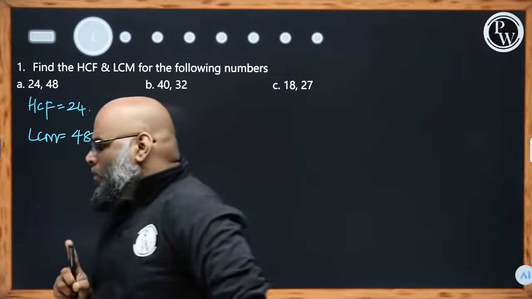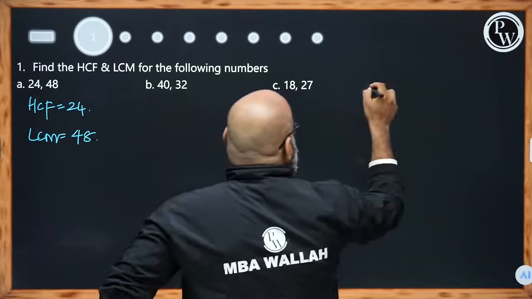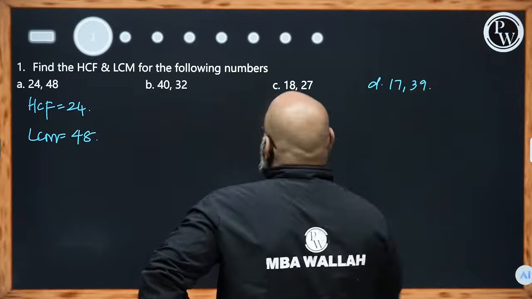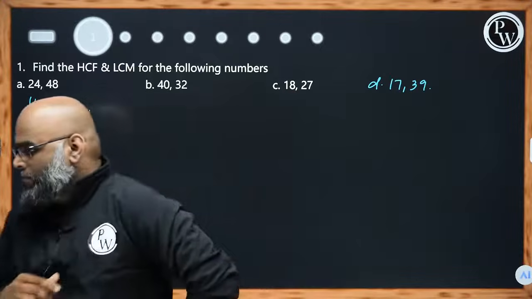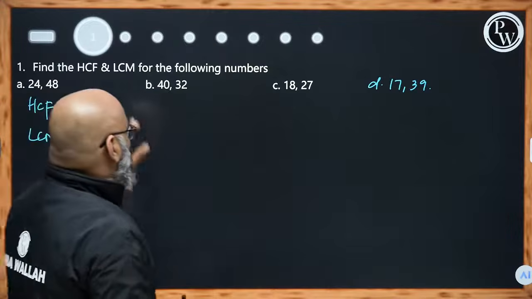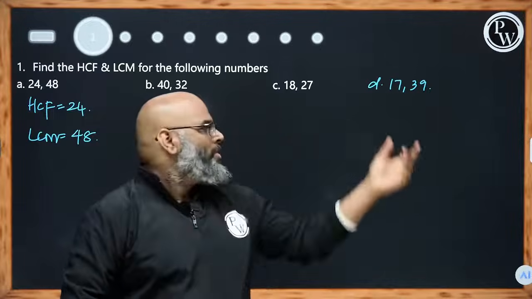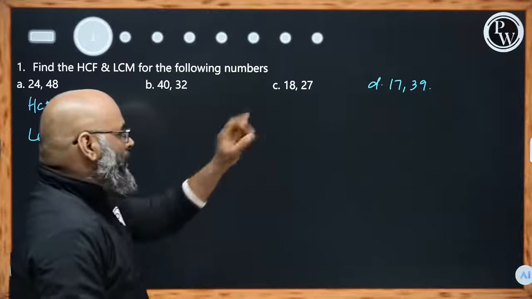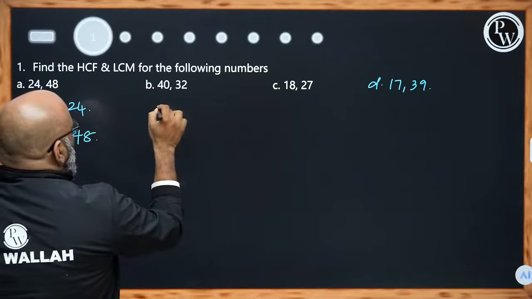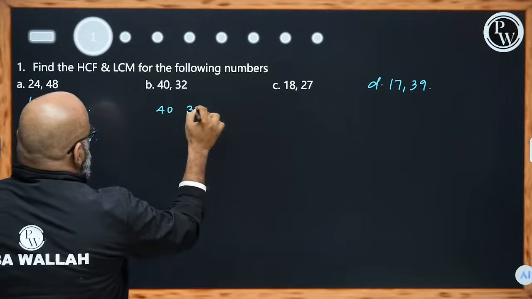I want to add one more question to this. 17, 39. We'll come to this later. Next one, 40, 32. In case you have finished these three, have a look at this. Simple one. I'll just finish off and then I'll come there. So 40 and 32.